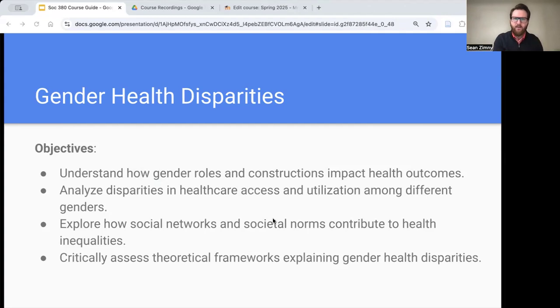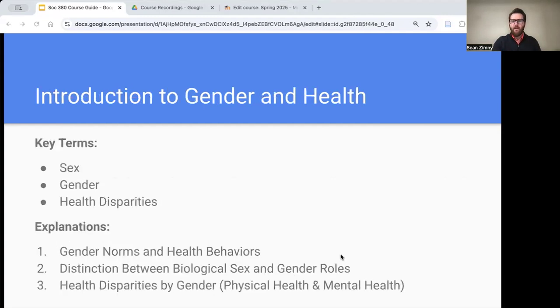So the objectives you can see on the screen there, but I want you to understand how gender roles and gender constructions, social constructions impact health outcomes. I want you to analyze disparities in healthcare access and utilization among different genders. I want you to explore how social networks and societal norms contribute to health inequalities, and I want you to critically assess theoretical frameworks explaining gender health disparities. So let's dive in. Introduction to gender and health.